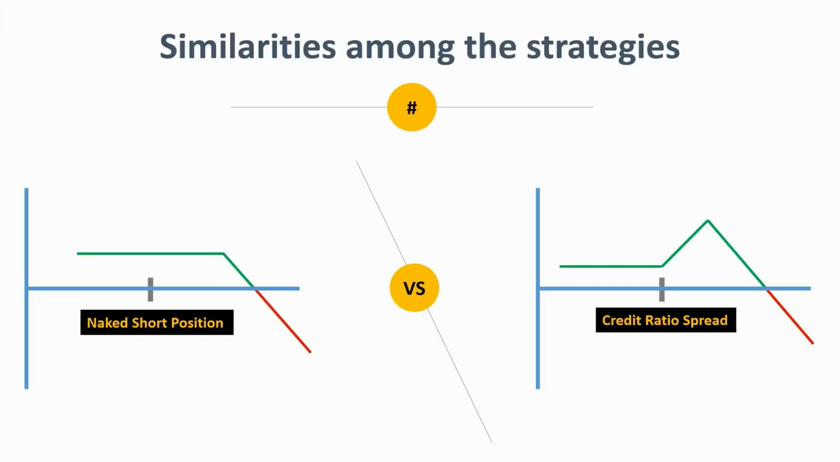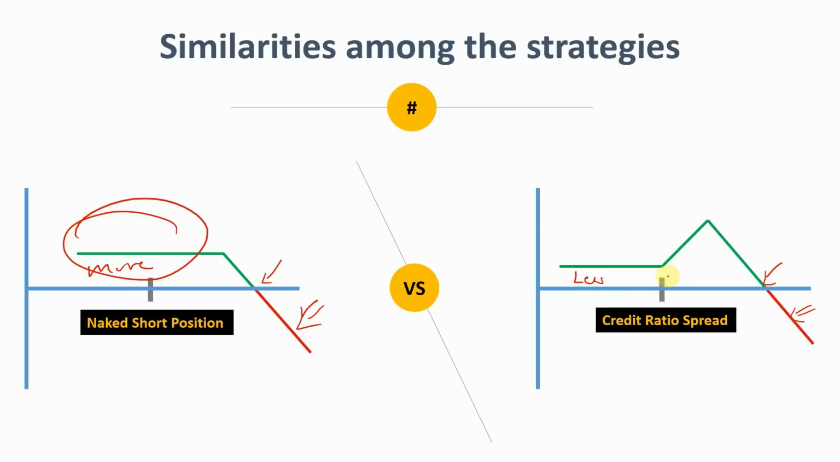Okay, so if you look at that, that is a similarity with a naked short position. Let me summarize the similarity here. The break even point is the first similarity. You can adapt that same break even point, and you have undefined risk here also. But the problem is you have lesser profits here, and more profits there. But this is absolutely neutral.